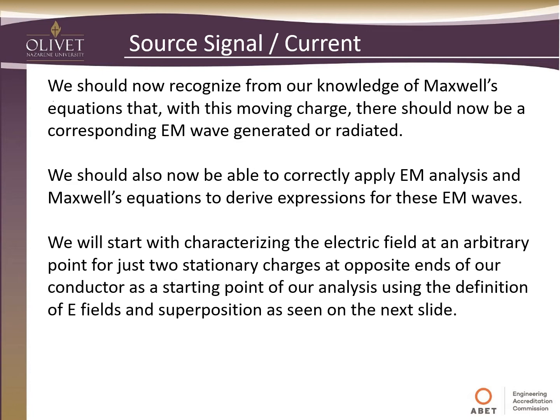So let's take a step back here. We should have some feel for this now with all of the electromagnetics that we've been exposed to in Maxwell's equations. We should recognize that there should be an E field due to the charge itself, and there should be a magnetic field, or an H field, because there's moving charge. We also should recognize that this should generate an electromagnetic wave that is radiated from our antenna. Because of this, hopefully we have some idea of where to start with our electromagnetic analysis using Maxwell's equations to derive expressions for these electromagnetic waves. So we want to do that now.